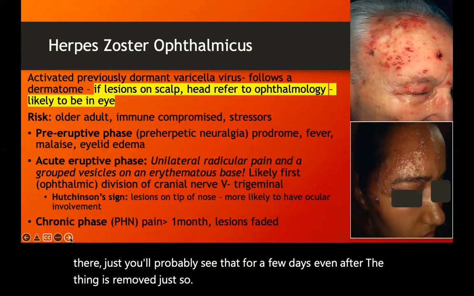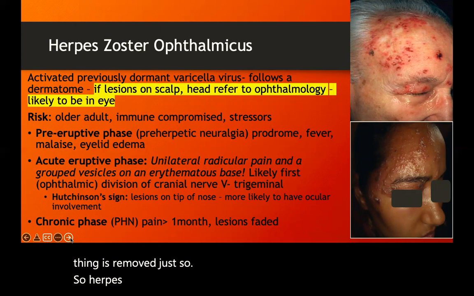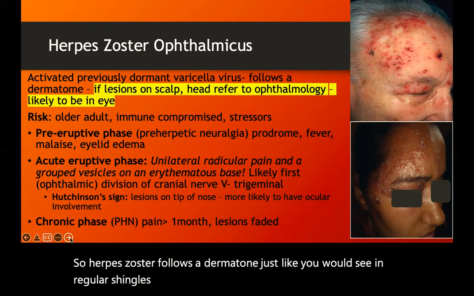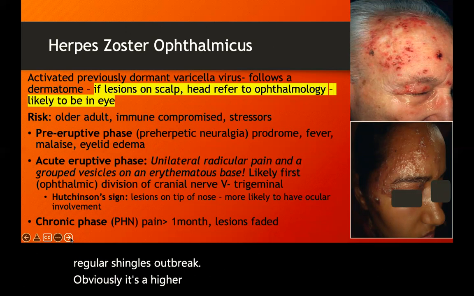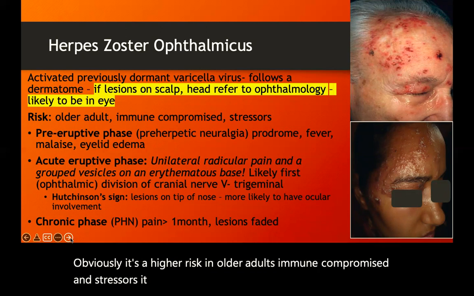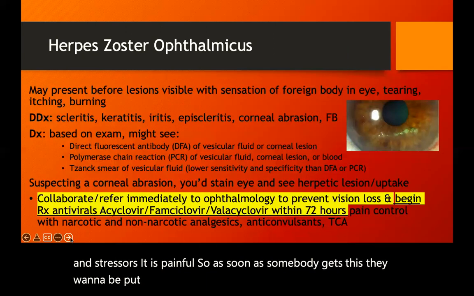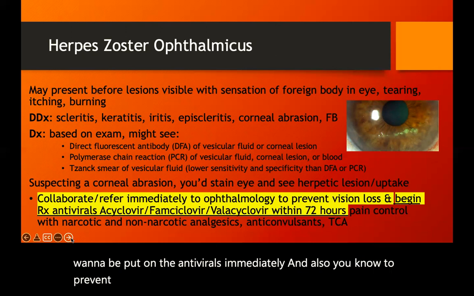So herpes zoster follows a dermatome just like you would see in a regular shingles outbreak. Obviously, it's a higher risk in older adults, immune compromised, and stressors. It is painful. So as soon as somebody gets this, they want to be put on the antivirals immediately. And also, to prevent vision loss, of course.